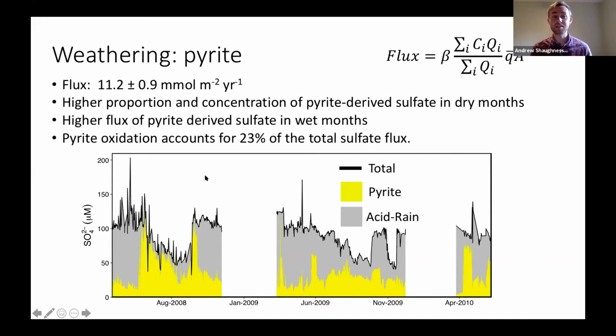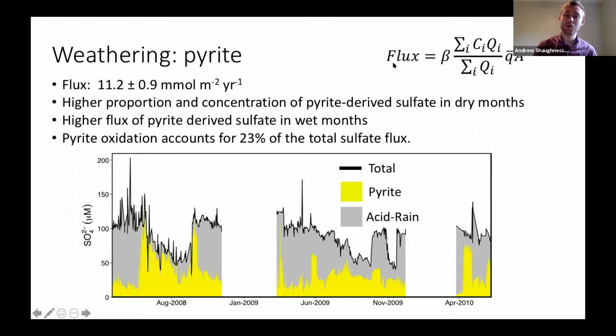We find that pyrite oxidation only accounts for about 23% of the total sulfate flux at Shale Hills. This is pretty consistent with most of the northeastern United States, where acid rain has completely dominated sulfate dynamics in most of these small forested watersheds. So that, again, suggests our model is doing a good job of delineating the two flow components, because this is likely a realistic number for Shale Hills.